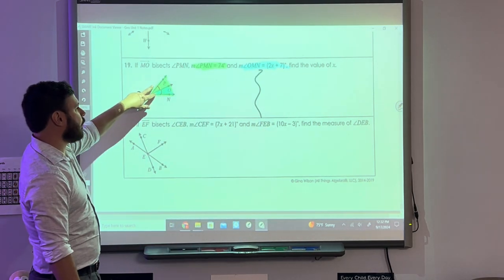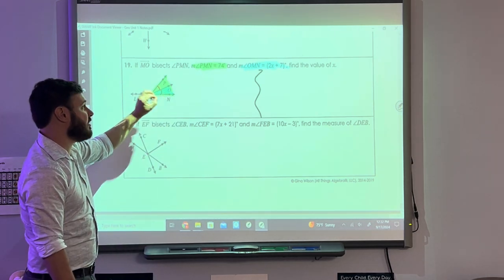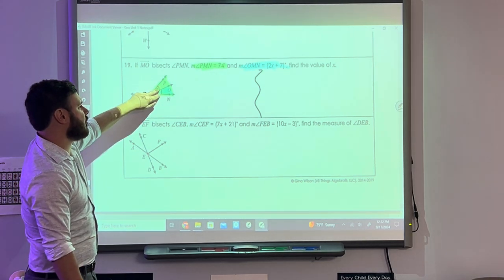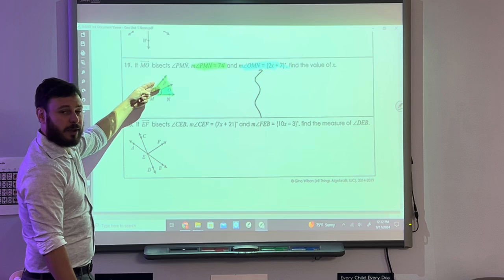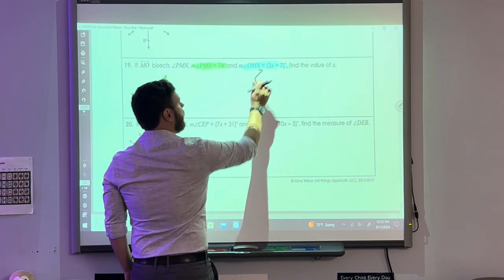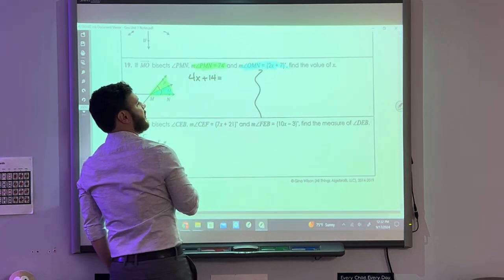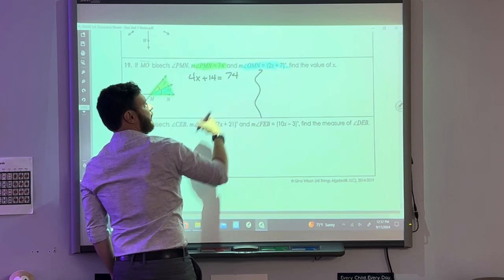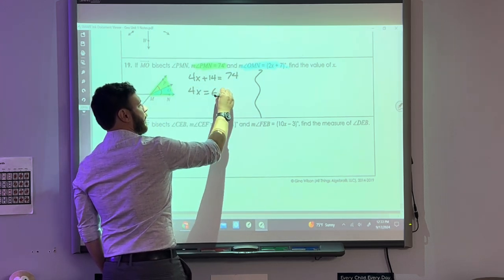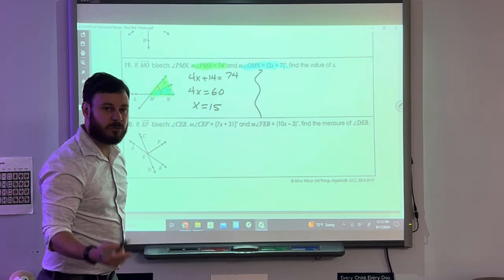I know that the whole green piece is worth 74. I also know that the blue piece is exactly half of the green piece. So if I wanted, I could just double up this blue and then it would be exactly equal to the green. So I could take the blue, double it up, and then set it equal to the green. Then I would subtract the 14 from both sides, and I would divide, and I would get x is 15. That's one way to do it.